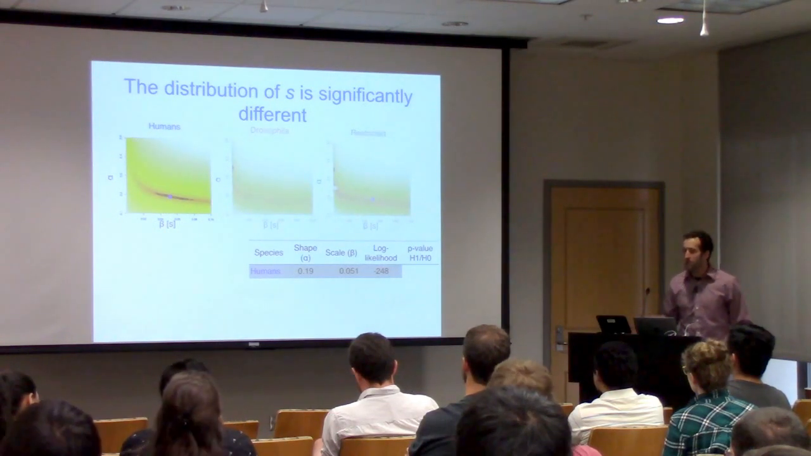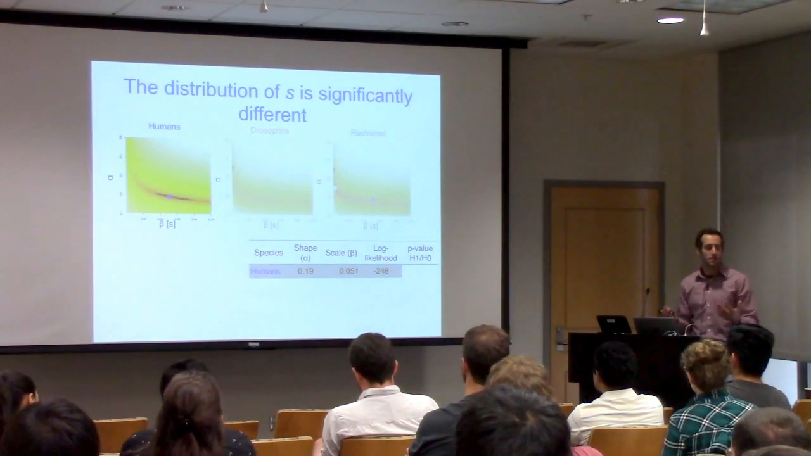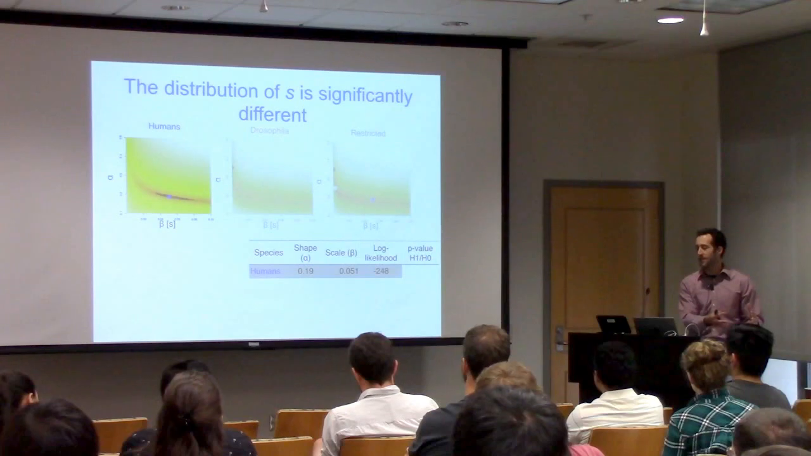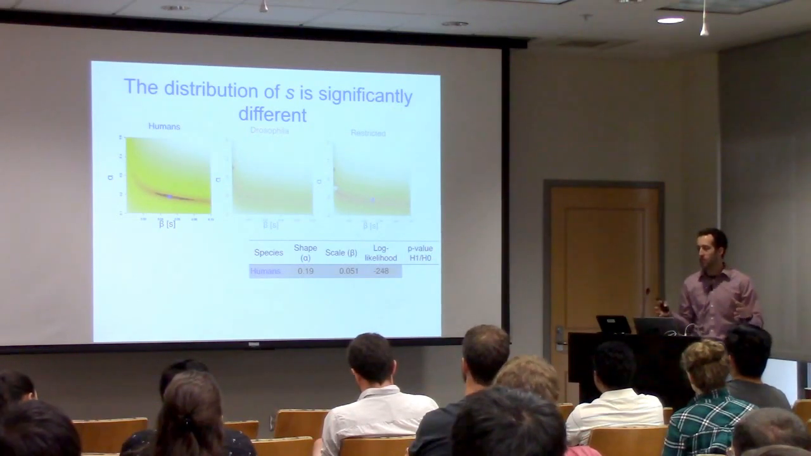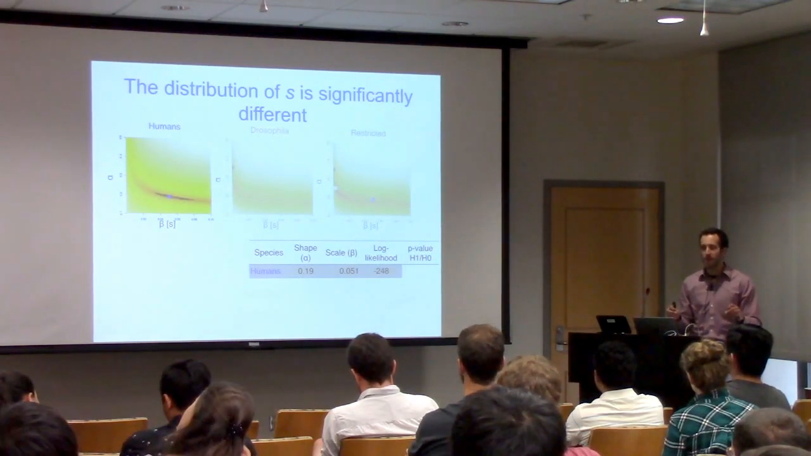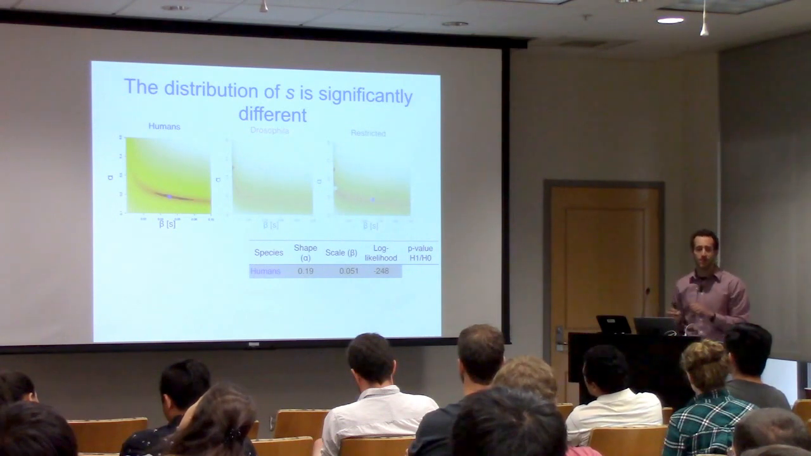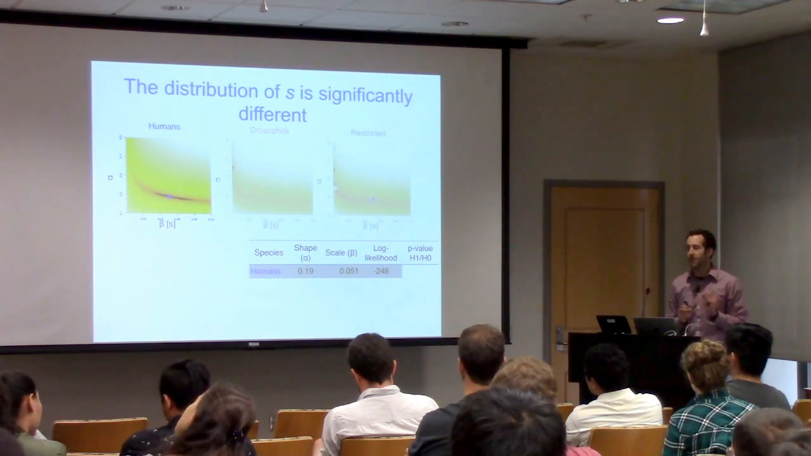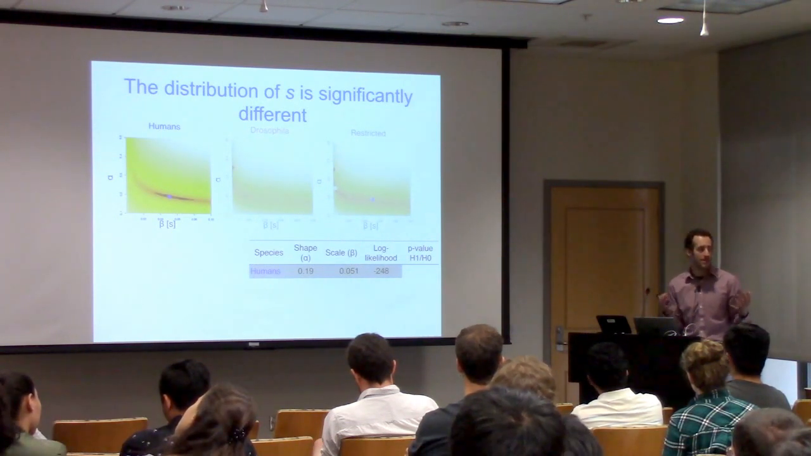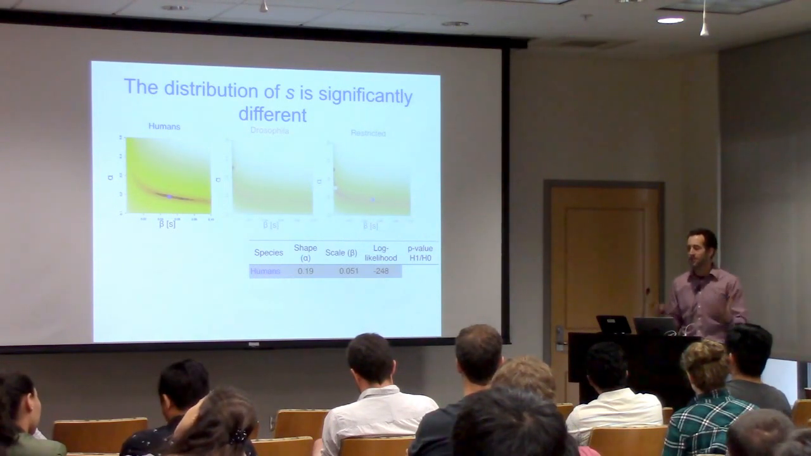And so we used the approach that I outlined before, where we first estimate the demographic history of each population, and then conditional on those demographic parameter estimates, infer the distribution of fitness effects. And I want to say one other thing, because humans and flies have very different effective population sizes, different amounts of genetic diversity, different demographies.